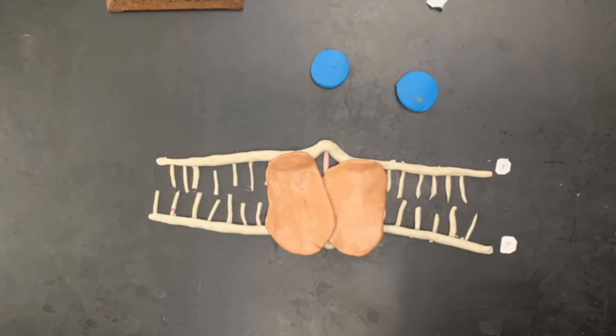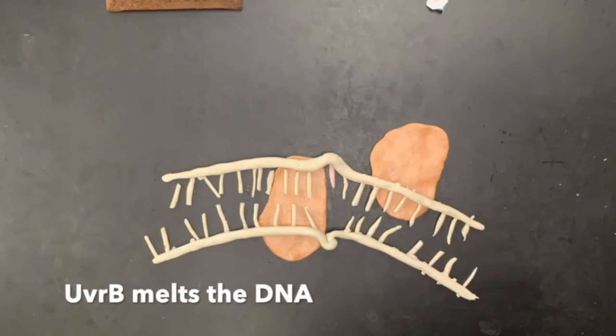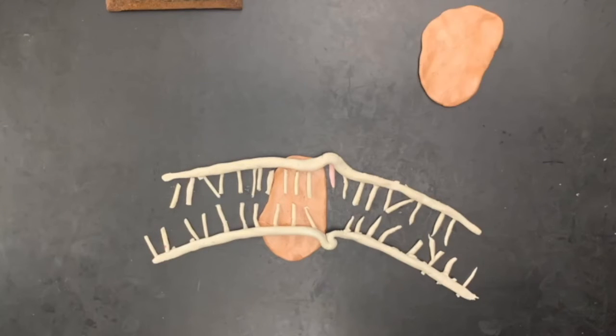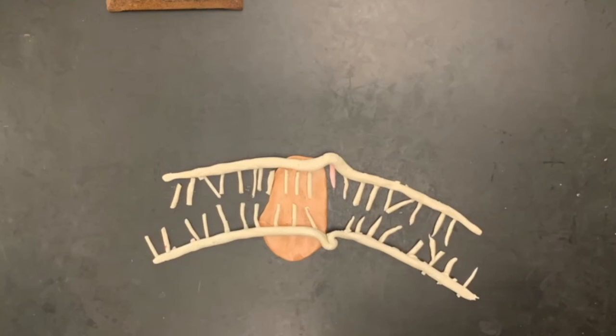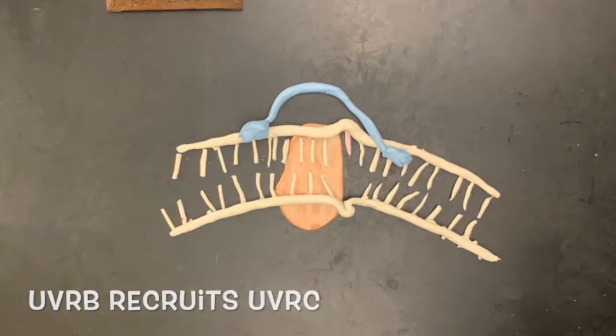When the distortion is found, UVRA exits the complex while the UVRB dimer remains and melts DNA locally around the distortion. The UVRB dimer recruits UVRC and forms a complex, while one UVRB molecule from the complex exits.